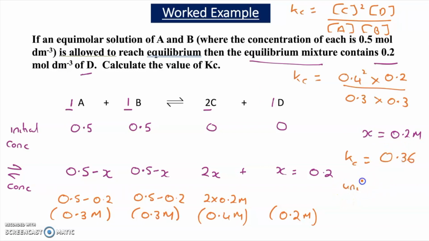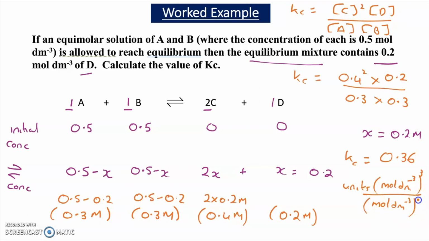0.36. Now I have to work out the units, so I have 3 concentration terms on the top, as it's moles per decimeter cubed times moles per decimeter cubed times moles per decimeter cubed, and I have 2 concentration terms on the bottom.